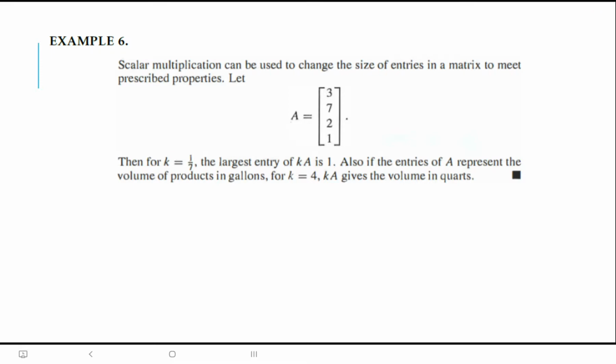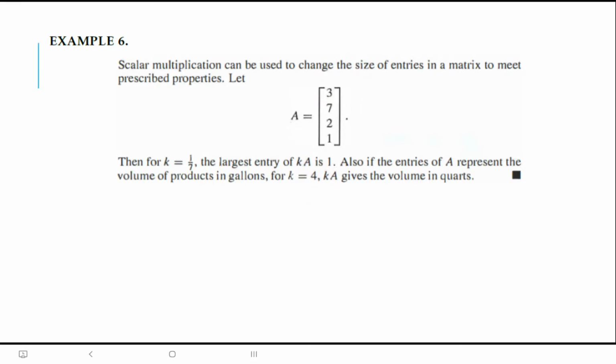Okay, so here we have an application of scalar multiplication. Pwede daw siyang gamitin para baguhin yung size ng entries ng isang matrix. For example, we multiply the matrix A by K equal to 1/7. Madi-divide lahat yung number entries natin. So, magkakaroon tayo ng 3/7 and then 1, 2/7 and then 1/7. Therefore, the largest value of A will now be equal to 1.